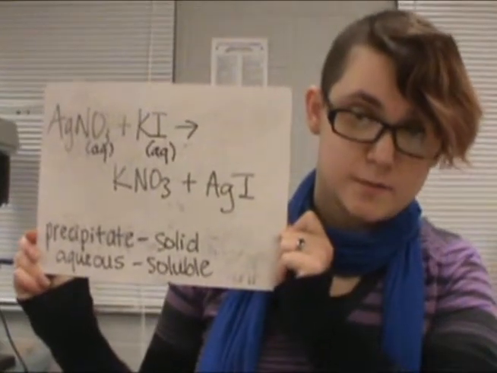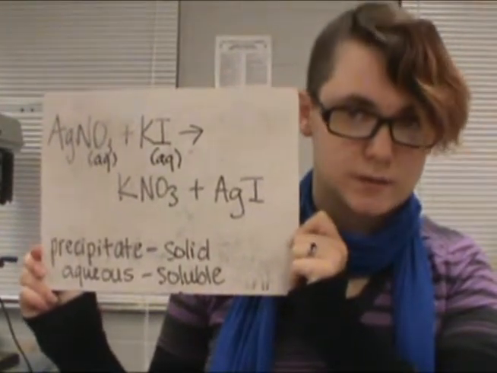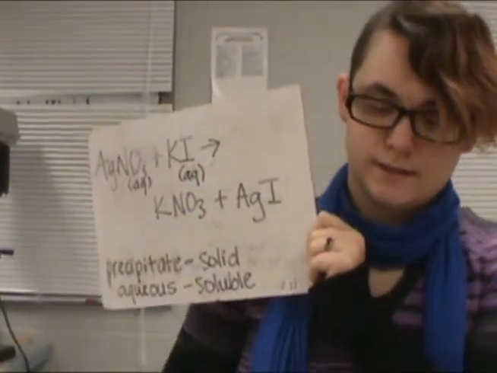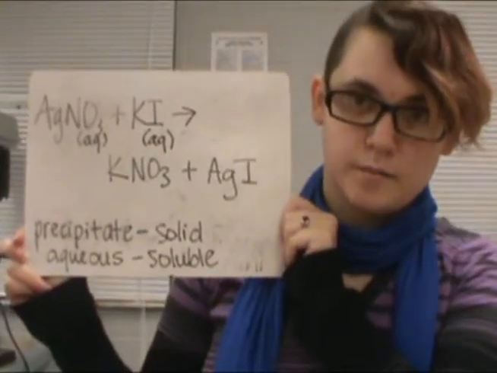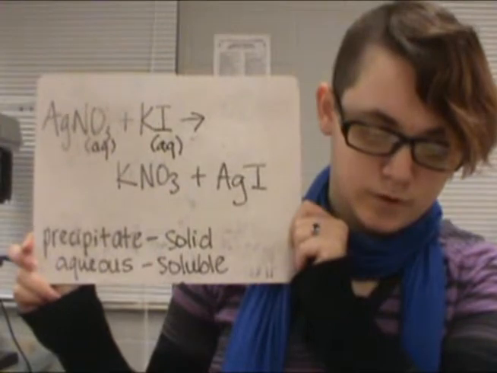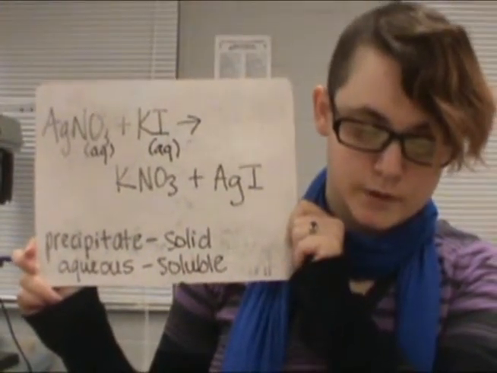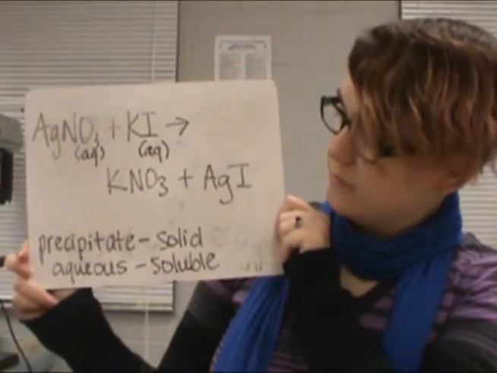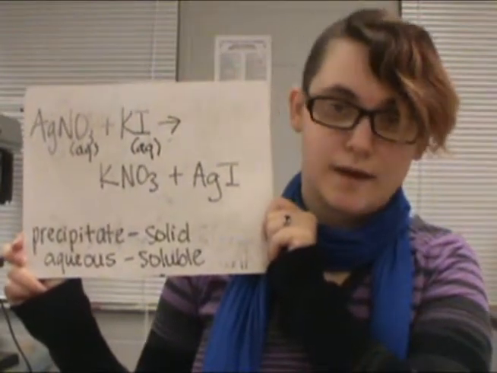Only one of the products can be a precipitate. The way that we figure this out is by using the solubility rules. Look for these on one of your worksheets, like this one. So let's look at potassium nitrate. One of the solubility rules says, all nitrates, chlorates, perchlorates, and acetate salts are soluble. That means potassium nitrate is soluble. If it's soluble, it can't be a precipitate.